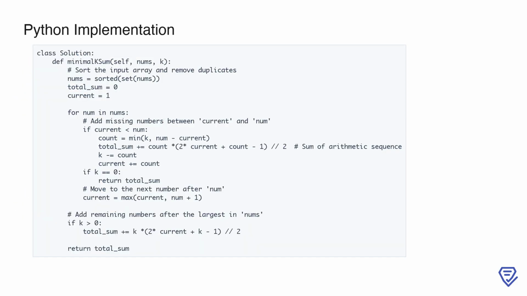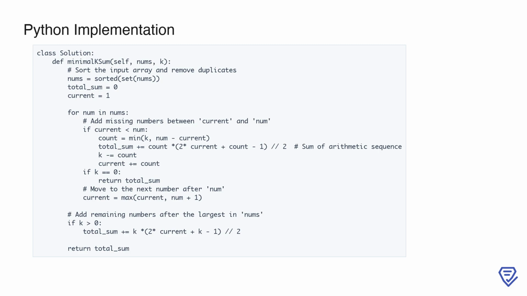The solution to the problem begins by sorting the array nums and removing duplicates using set and sorted. This ensures we have a unique and ordered list of numbers to work with. Next, we initialize total_sum to keep track of the sum of the minimal missing integers and current to indicate the smallest positive integer we are currently considering.